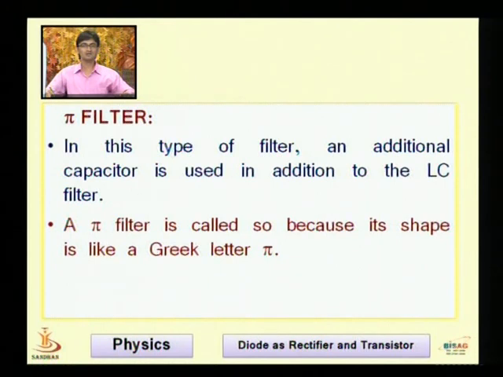In this type of filter, an additional capacitor is used in addition to the LC. If you try to see, first of all we used a capacitor alone, then an inductor alone, then the pair L and C, then with LC we are again adding a capacitor.